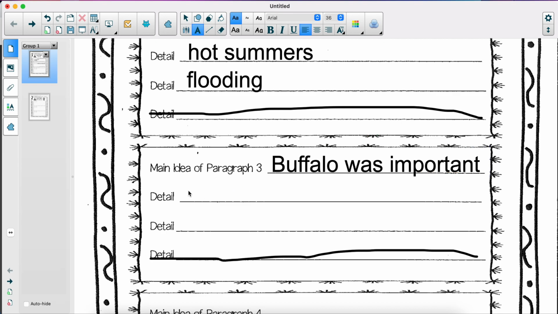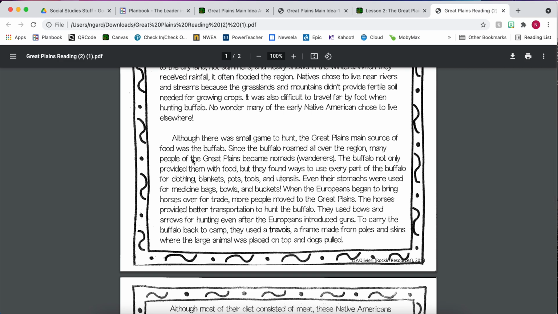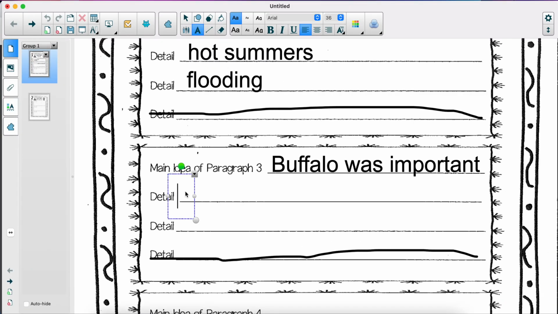Then, when I'm looking for details, details support my main idea, and they're also specific examples. So if my main idea is buffalo was important, how are they important? Those are the details I'm going to look for. So they were a source of food. That's probably the biggest thing, right? Main source of food. And they were also used for clothing, blankets, right? All those things. So that's what I'm going to put. I'm going to put food source.